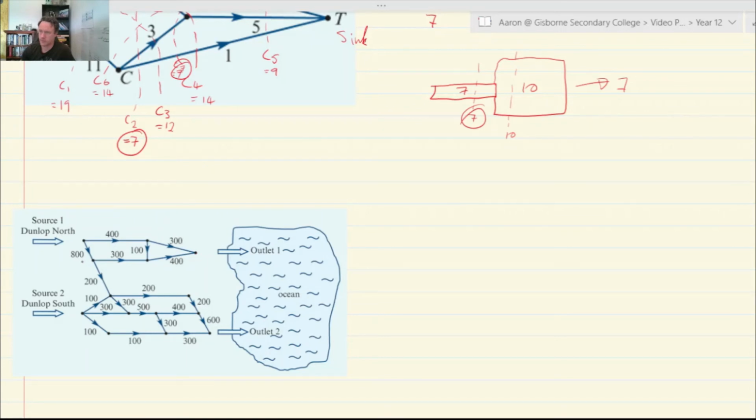So for instance, I'll do this separately. Now, I'm cutting through here first, so I might say we've got 1200 there. I might try and cut through here. Okay. I don't need to count the 200 because it's not going to this sink up here. Okay, it's going to this one down here. So I might say that's 700.